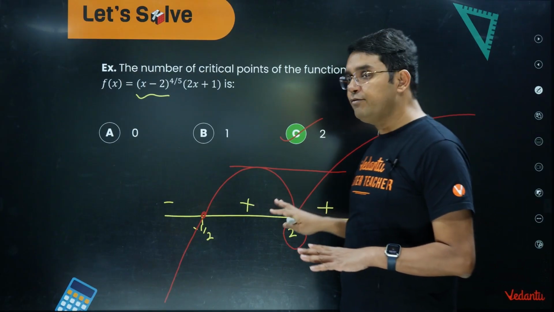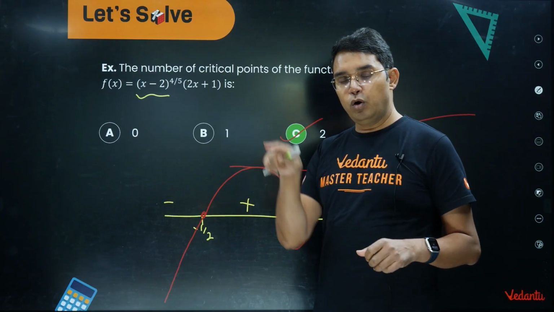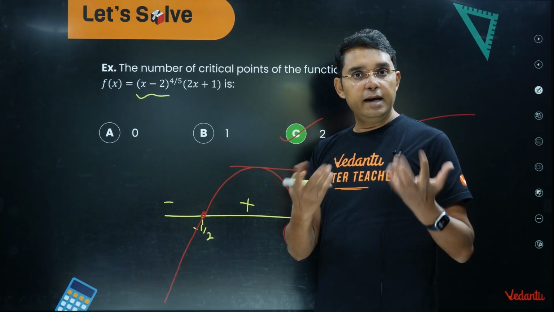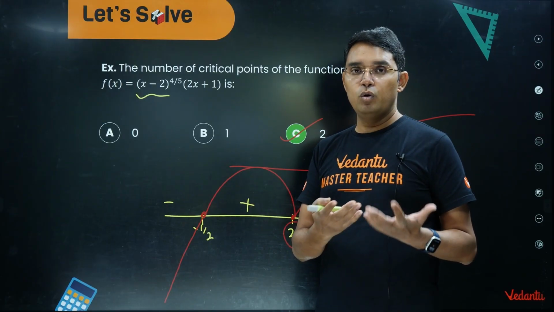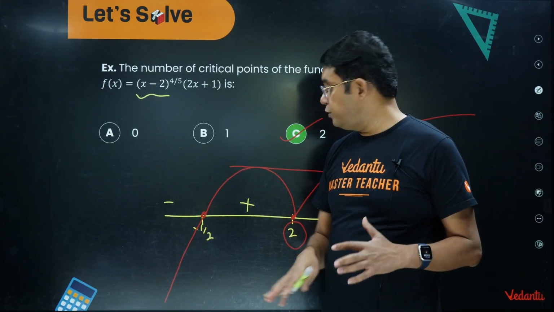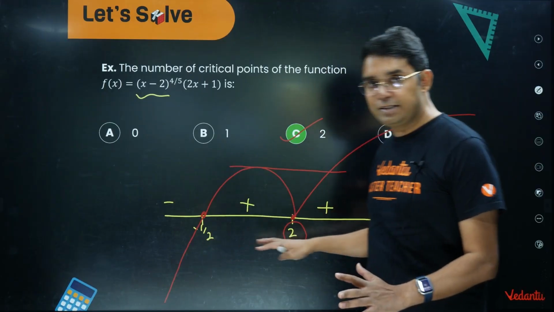If you're not very comfortable with this method, I will say go with the first method, because this is the guaranteed method where there will be no error and no chance of any confusion. But if you're not comfortable, you can skip this method.